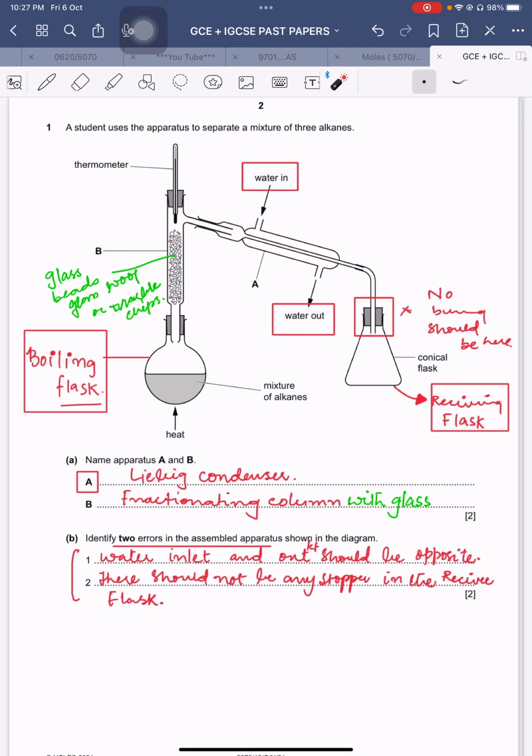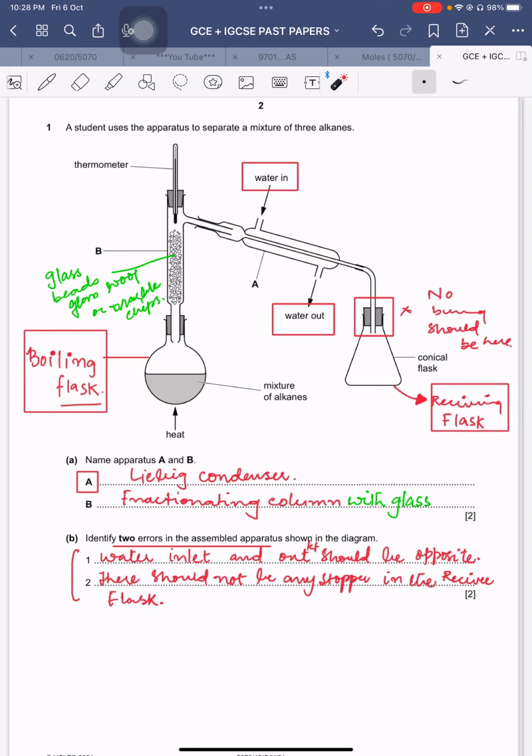So what about the B part? Right now I'm reading this. Identify two errors in the assembled apparatus shown in the diagram. Water inlet and outlet should be opposite. You can see that the examiner is drawing the water outlet over here and the water inlet over here. This is the wrong position of water inlet and outlet. What should be the right position? Water inlet should be anti-gravitational. So water should go inside in the anti-gravitational direction.